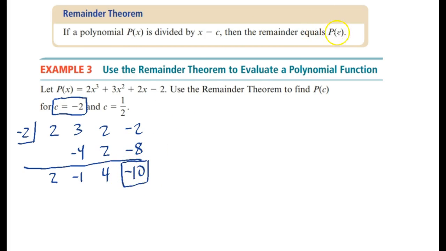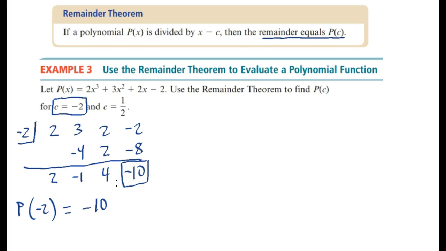So the remainder equals p of c. Notice that it says use the remainder theorem to find p of c. In this case, we have c equals -2. So if we find p of -2, that's what it's asking us to find. In that case, p of -2 is equal to the remainder. The remainder equals p of c. So our remainder is -10. There we go. That's what we've just determined.